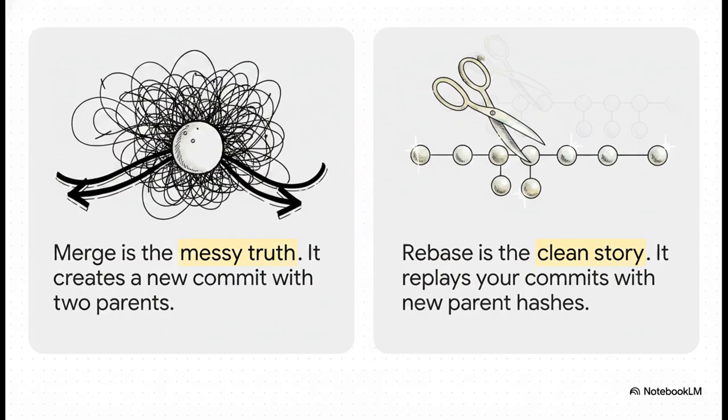Rebase looks at your feature commits, calculates the changes, and essentially replays them one by one on top of the new main branch. But wait, remember our core database rule from earlier? If you change a commit's parent, you change its hash completely. Git literally has to create entirely new commits. Because of this, if you ever rebase commits that a colleague has already pulled down, and then you force push your newly rewritten history, oh boy, your whole team is going to experience this massive explosion of conflicts and duplicate changes. So write this down. Never, ever rebase shared history.